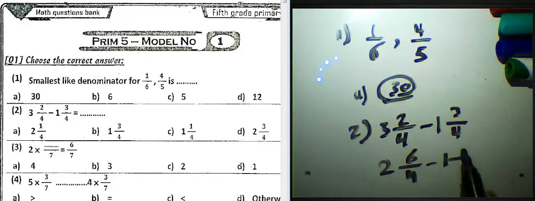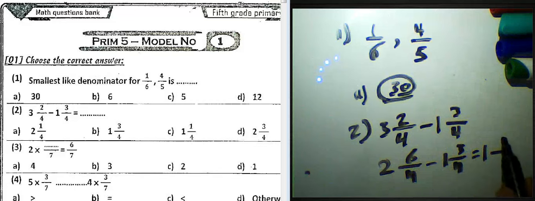Subtract 1 and 3 over 4. We can find the result: 2 minus 1 equals 1, and 6 minus 3 equals 3, and write 4 in the denominator. So the result will be 1 and 3 over 4.